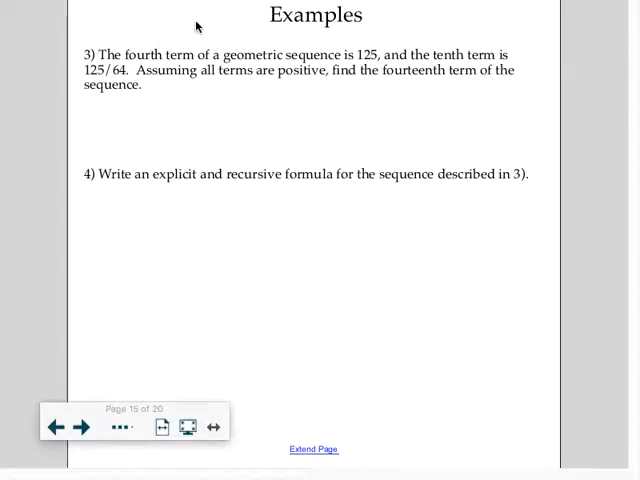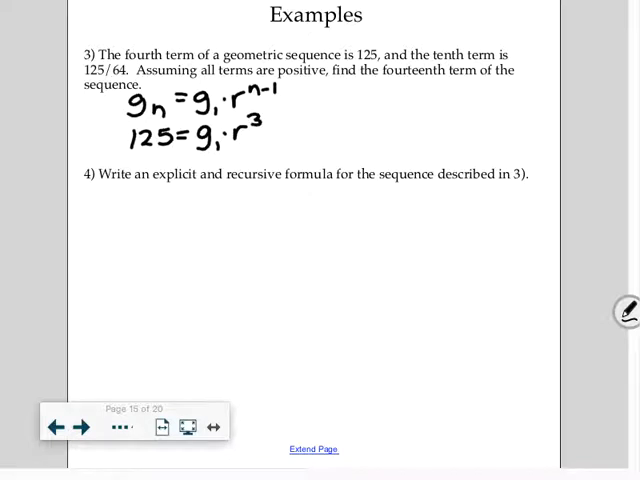So I'm going to play the game, What Do I Know? And I know for geometric, g sub n equals g sub 1 times r to the n minus 1. Okay, that's what we learned yesterday. If I have the fourth term is 125, that means n is 4, so 4 minus 1 is 3, and I know g sub 4 is 125. All right, the bummer is I've got two unknowns.